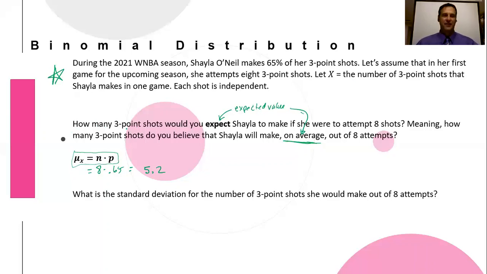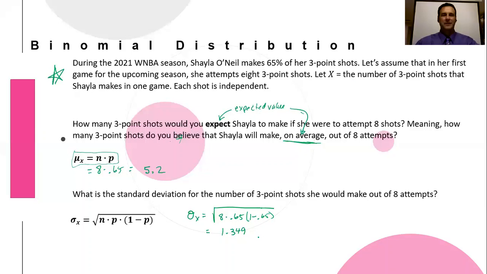What is the standard deviation? For whatever mean we have, we should have a standard deviation because sometimes our data will vary about that mean. And here's the formula we use for that. The standard deviation of x equals n times p times 1 minus p, all square rooted. So let us put that information in. n again is 8, p is 0.65, and 1 minus p is 1 minus 0.65. Just put it in your calculator, see what you get. And I got 1.349.